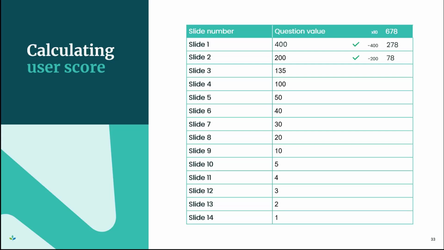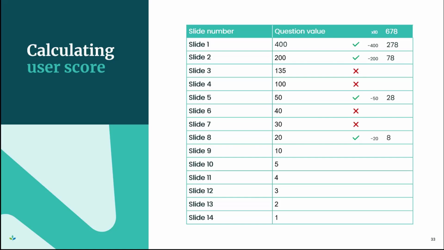My next two question slides are worth 135 and 100. These are both larger than 78, so I'll mark these slides as incorrect. Then I'll mark my next question as correct and subtract 50 from the value to give me a score of 28. I'll then mark the next two slides as incorrect since they're both worth more than 28. Slide 8 will be marked as correct, and I'll subtract 20 to leave me with 8.